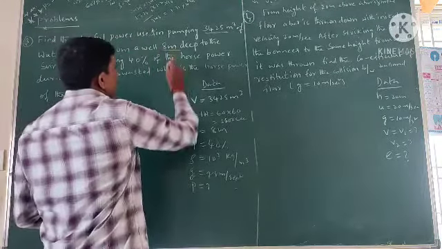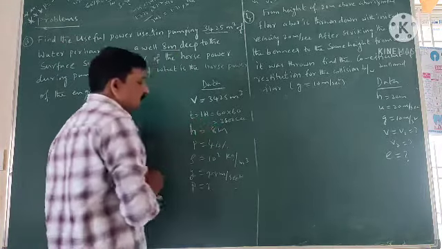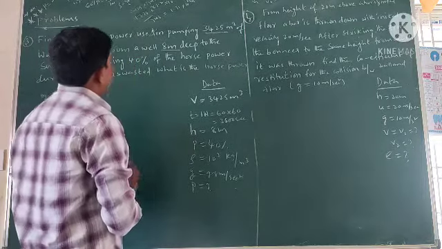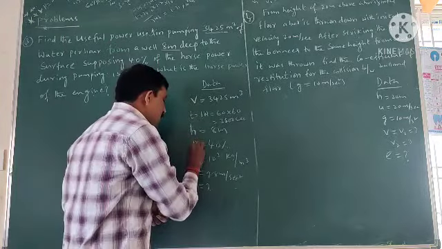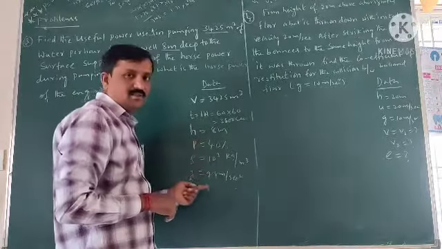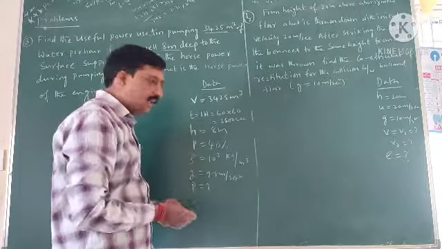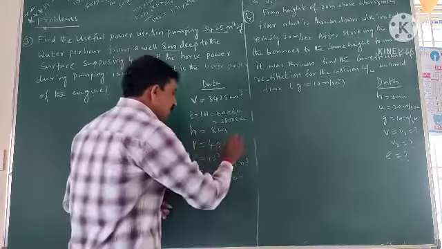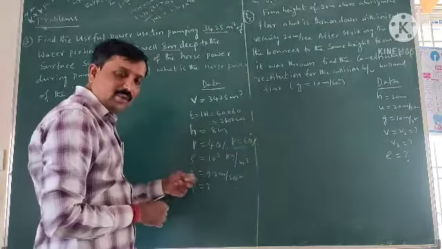From a well of depth, H is equal to how much depth? Depth 8 meter, to the surface. Supposing 40% of the horsepower during pumping is wasted. So 40% power is wasted. How much is remaining? 60% power is remaining. So the remaining power is 60%. We are taking P is equal to 60%.